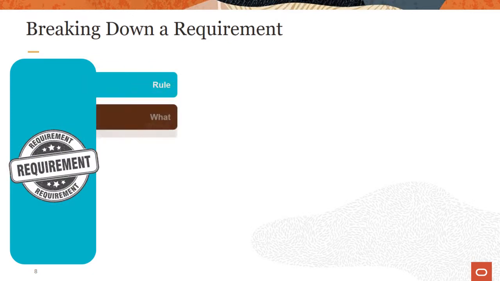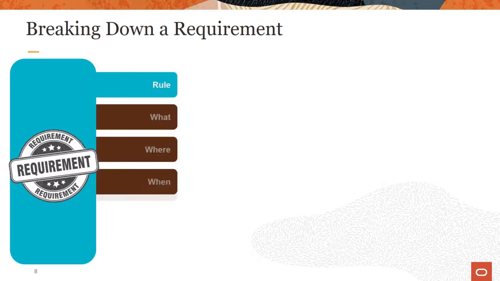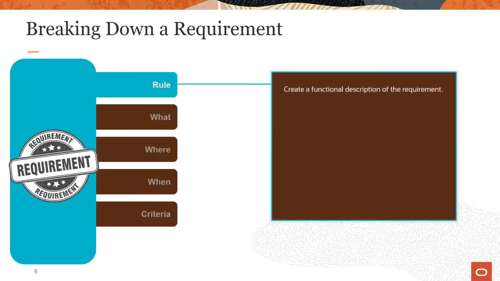You can break your requirement into logical chunks of information, such as what, where, when, and which criteria. First, create a description of the requirement. Similar to some rules we looked at earlier, you can highlight the keywords in the description. Then, decide if you are defaulting a field or validating a field.